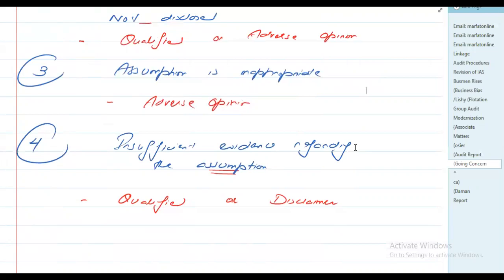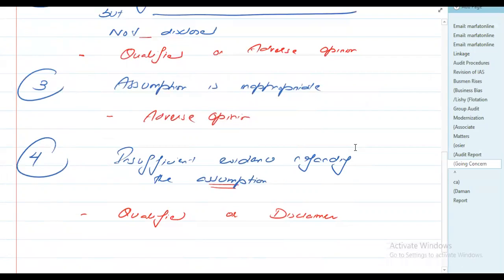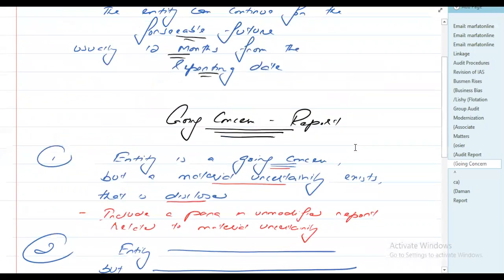That means we are not able to make any opinion, we are not able to give any opinion. So this is the going concern report implications.